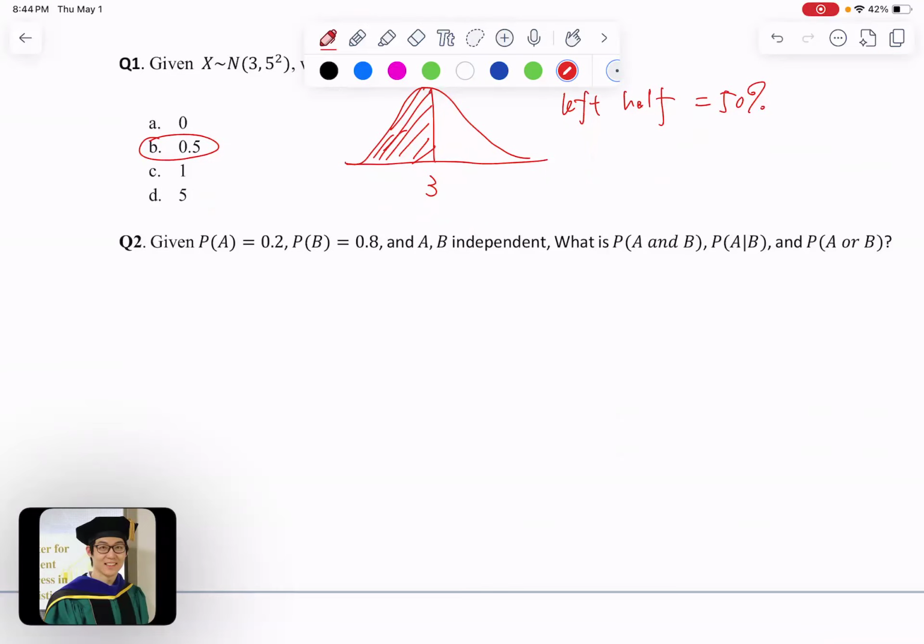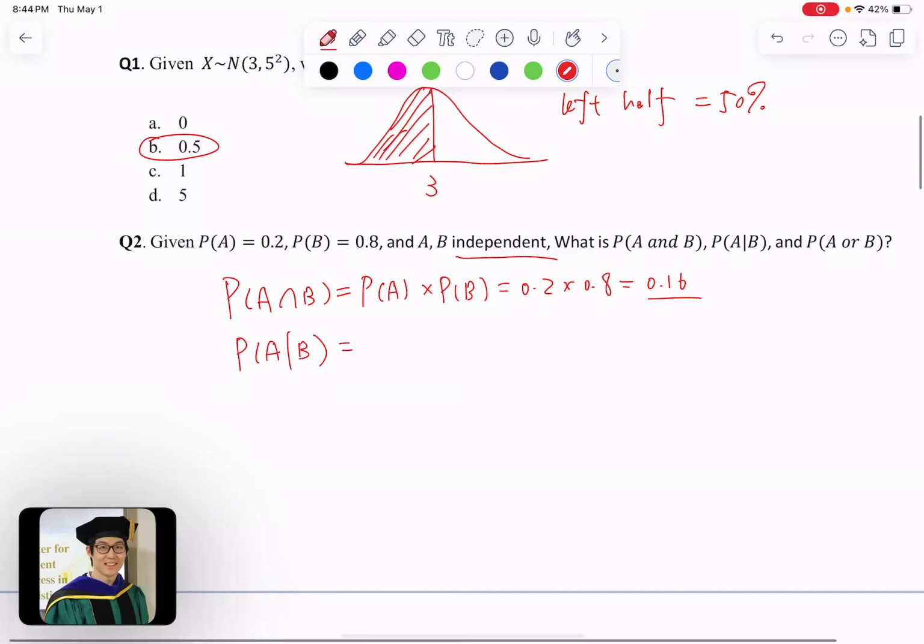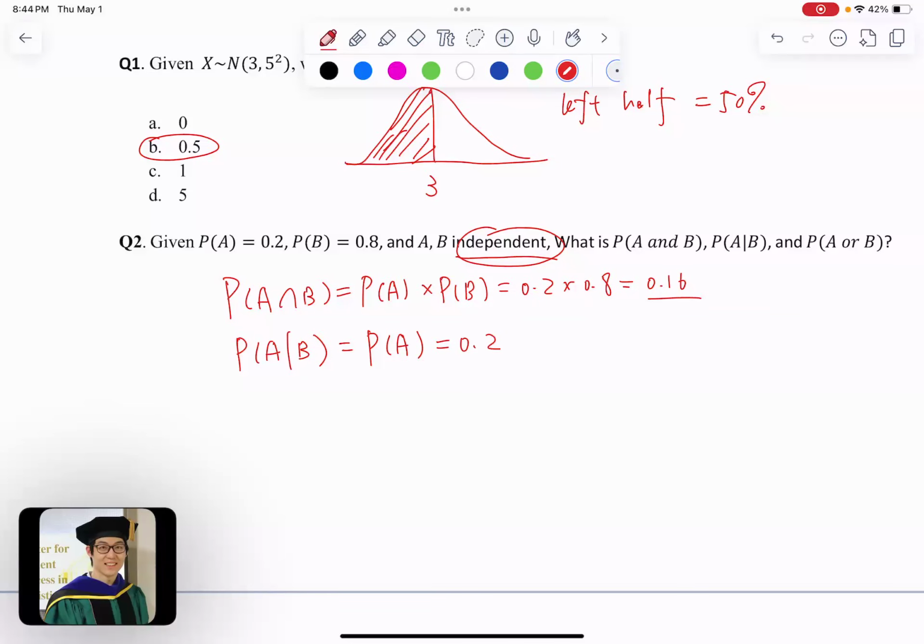Question 2. Given probability of A equals 0.2, probability of B equals 0.8, and A, B independent, what is the probability of A and B, A given B, and A or B? Because they're independent, the probability of A and B equals probability of A times probability of B. So that is 0.2 times 0.8, so 0.16. That's the probability of A and B. For the probability of A given B, the condition doesn't matter because of the independence. So that's just the probability of A, which is 0.2.